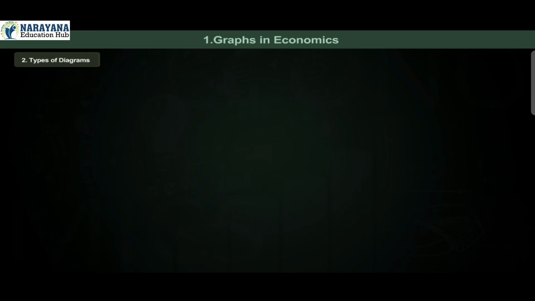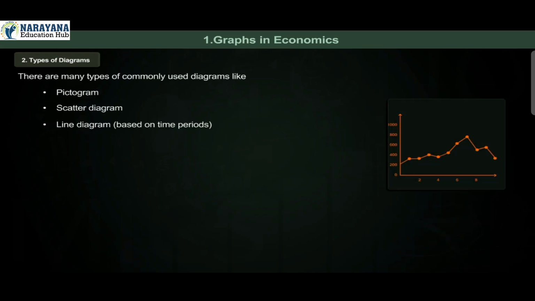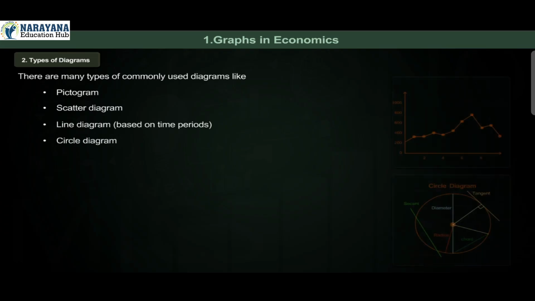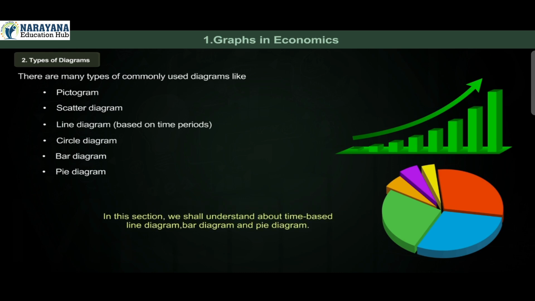2. Types of diagrams. There are many types of commonly used diagrams like pictogram, scatter diagram, line diagram, that is based on time periods, circle diagram, bar diagram, pie diagram. In this section, we shall understand about time-based line diagram, bar diagram and pie diagram.